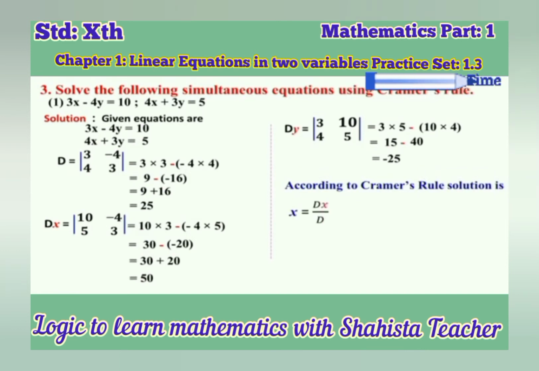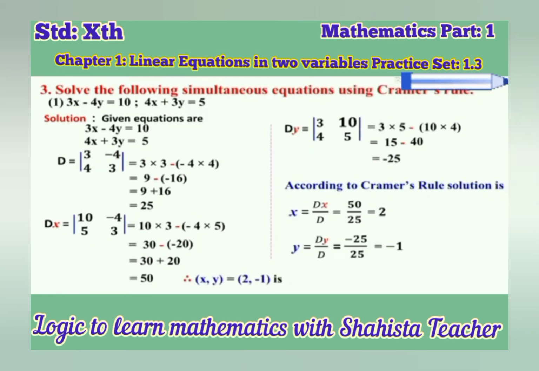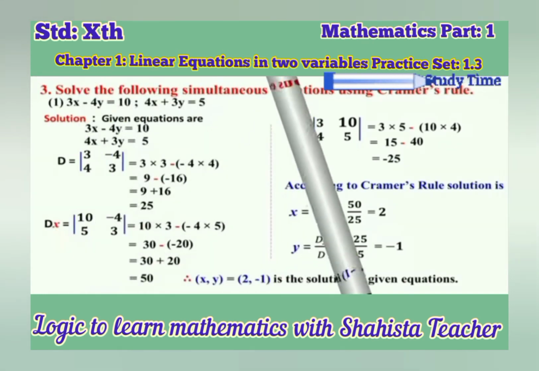According to Cramer's rule, the solution is x equal to Dx upon D, that is 50 upon 25. So 25 ones are 25 and 25 twos are 50. Y is equal to Dy upon D. So Dy is minus 25 upon 25. So 25 ones are 25, and as you know the numerator is minus 25, so it is minus 1. So (x, y) is equal to (2, minus 1), which is the solution of the given equations. Is that clear, my dear students?